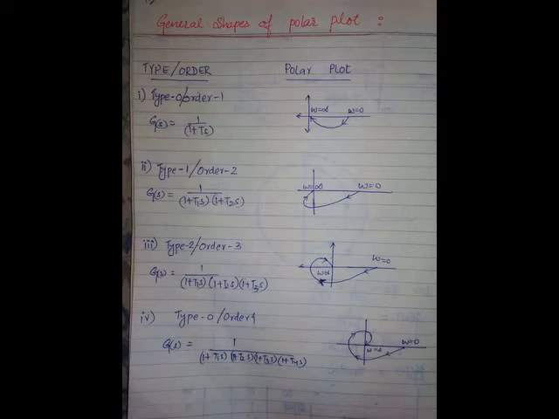Sixth one, type 1, order 2. S into 1 plus Ts. This is the general shape. You see, this indicates that the plot is starting at infinite magnitude at an angle of minus 90, it's not starting from any finite value. And it terminates at origin when omega is infinity. This is the general shape.